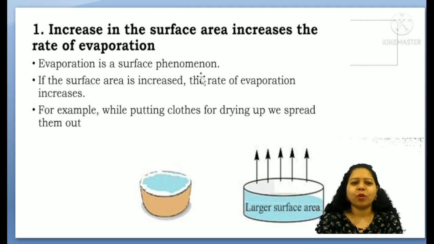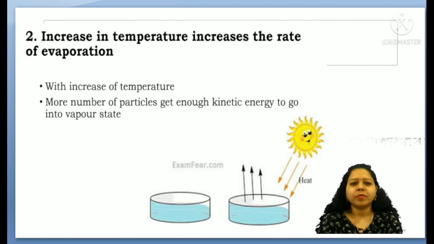Evaporation is a surface phenomenon. If the surface area is increased, the rate of evaporation increases. For example, while putting clothes for drying up, we spread them out. That's why surface area increases and it will take less time to dry our clothes. Increase in temperature increases the rate of evaporation. With increase of temperature, more number of particles get enough kinetic energy to go into vapor state.